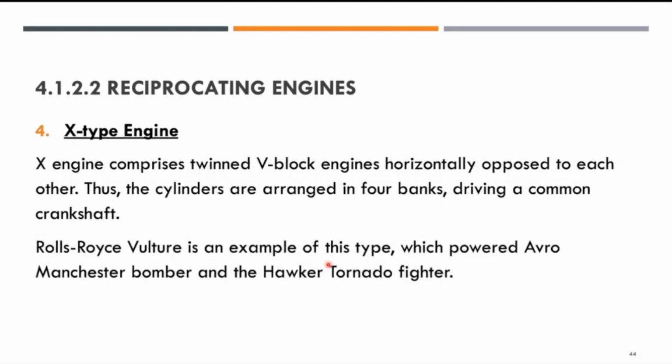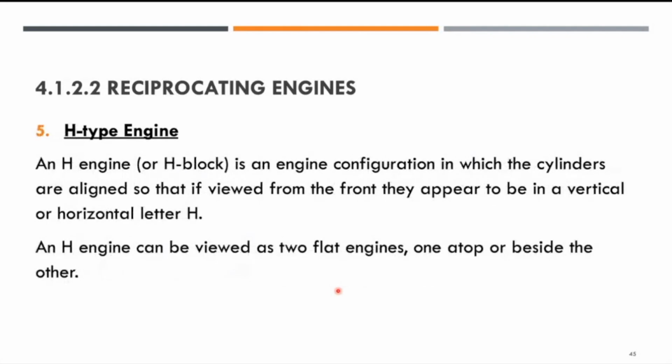Next one, the X-type. Just now we had the V-type, now we have the X-type of engine. The X engine comprises twin V-block engines horizontally opposed to each other, and thus the cylinders are arranged in 4 banks, driving a common crankshaft. The Rolls-Royce Vulture is an example of this type of X engine, which powered the Avro Manchester bomber as well as the Hawker Tornado fighter. All right.